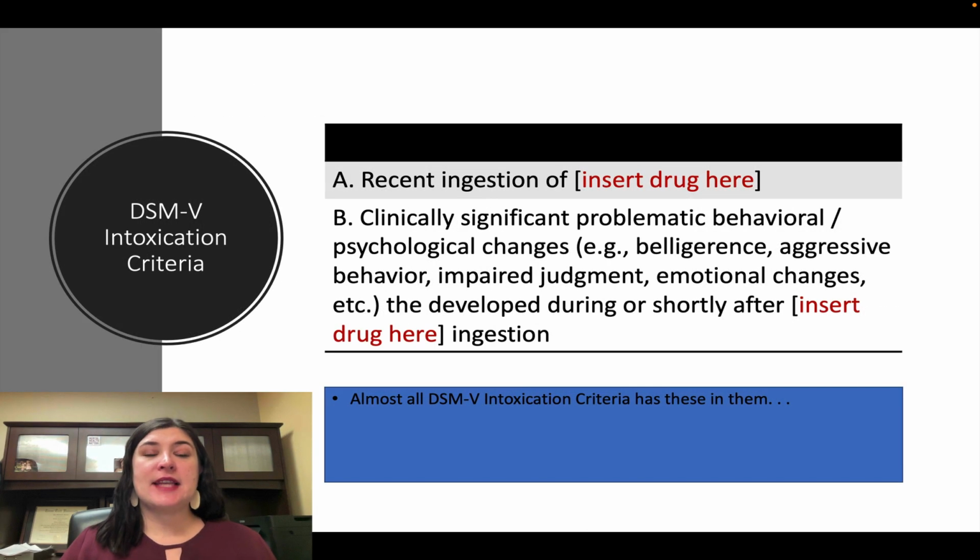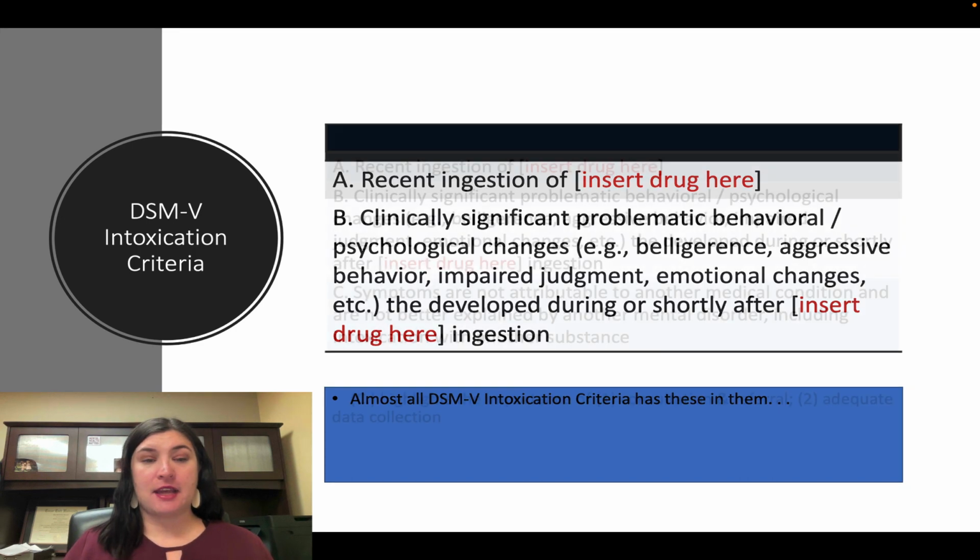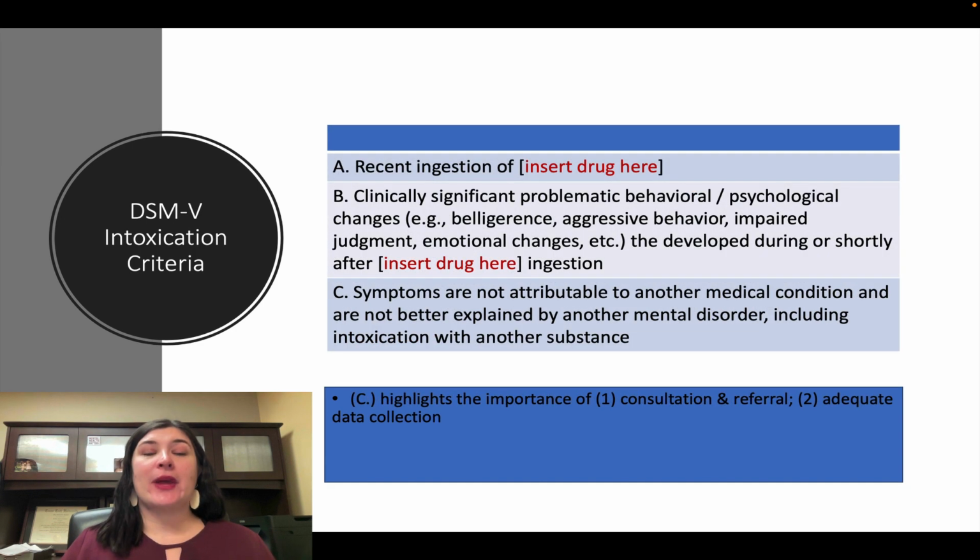In the DSM-5 criteria for intoxication, we would focus on A, which is the recent ingestion of a specific drug, let's say heroin, and B, clinically significant problematic behavior and psychological changes that develop shortly after the ingestion of, for example, heroin. Almost all of the DSM-5 intoxication criteria have these A and B. Then we would also add C.